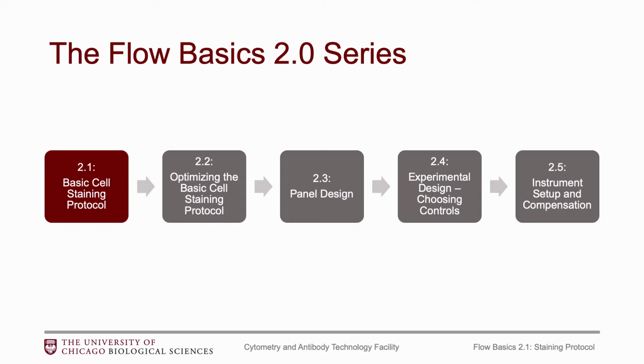My goal here is to break down the practical steps of running a flow cytometry experiment and help you understand how each of these steps could ultimately affect your final results. So in this first video, I'm going to go over the basic staining protocol. And then the second video, I'm going to build on this first video and discuss how to optimize the protocol. The third video will go over panel design. Fourth video, we'll talk about experimental design, which is mainly choosing controls. And then the fifth video, I'm going to talk about some things you might want to think about while you're actually sitting at the instrument, like how to set up the instrument and how to utilize automated compensation.